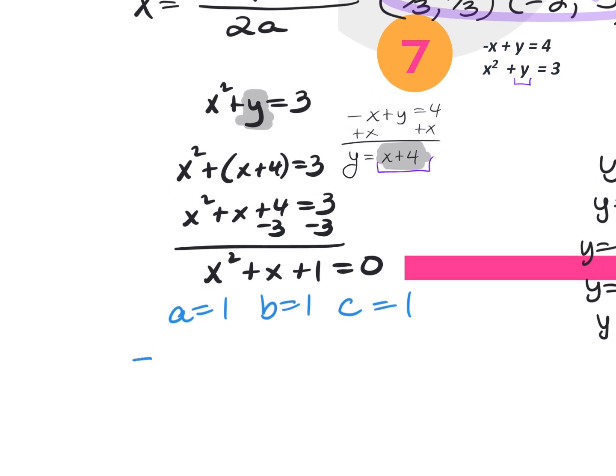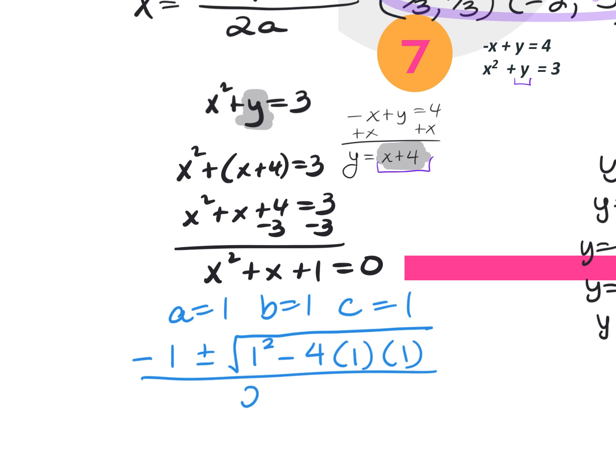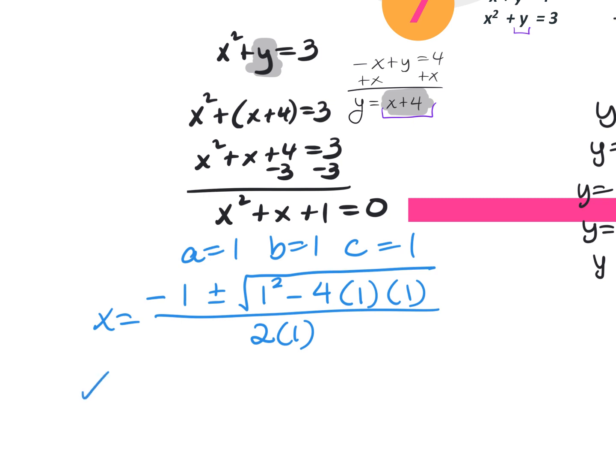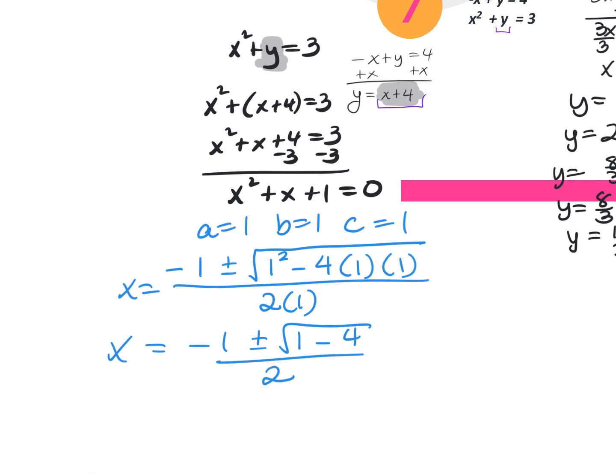And now I'm going to plug them all in. So opposite of B, plus or minus the square root of B squared minus 4 times A times C, all over 2 times A. And this is what my X is going to be. So X is equal to -1 plus or minus the square root of 1 squared, which is 1, and then minus 4 times 1, which is -4, over 2 times 1, which is 2. And then once I combine what's underneath my radical, 1 minus 4 is -3, over 2.